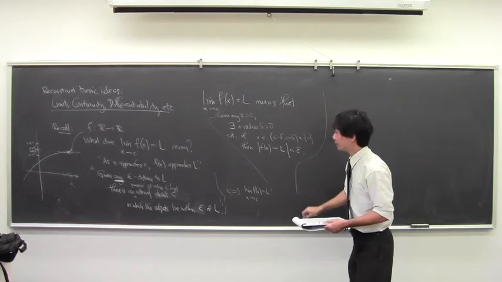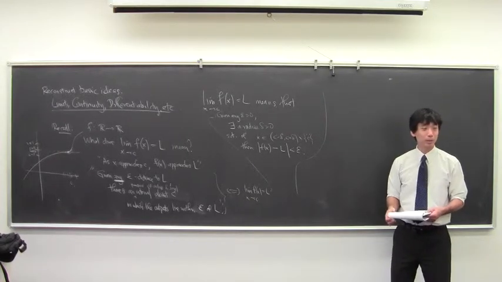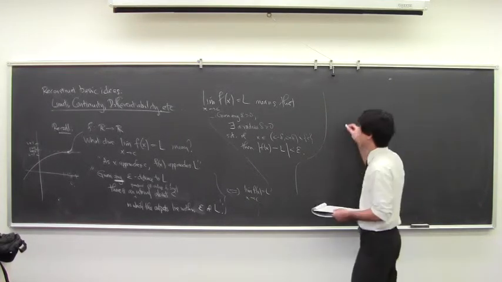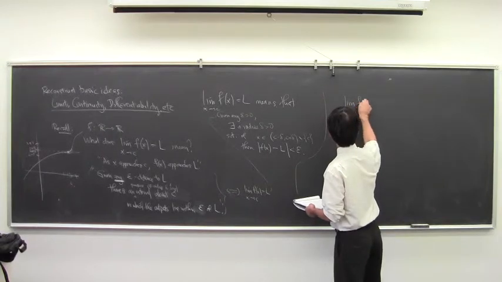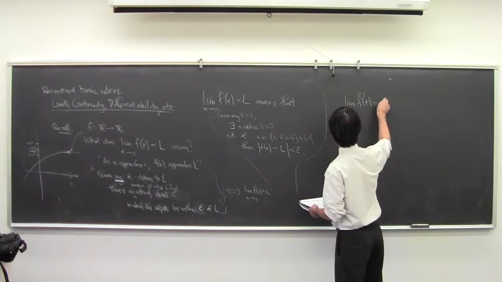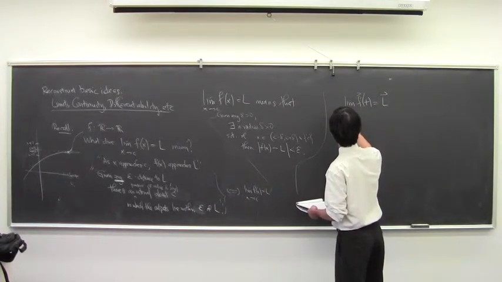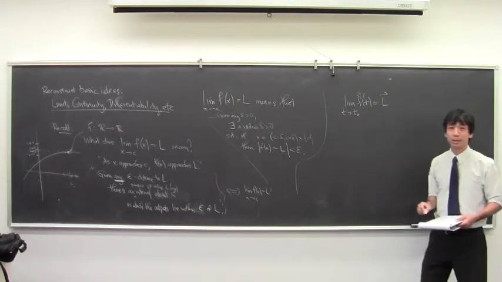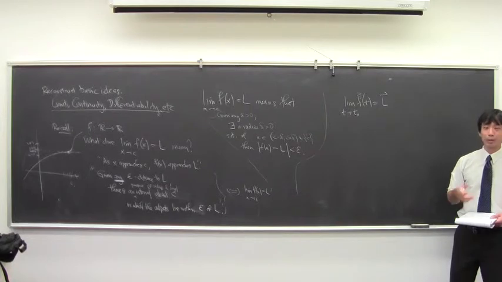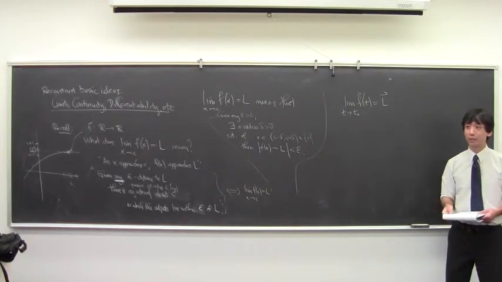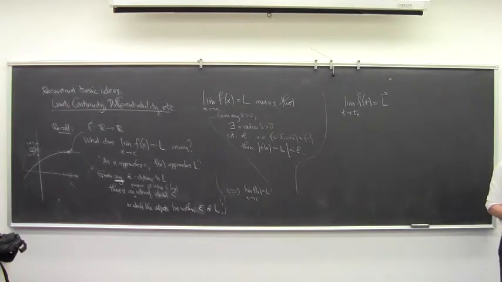So just out of curiosity, what do you think the limit should mean? What should this mean: the limit of f of t is L as t approaches t naught? If we're trying to switch everything over to the vector valued world, what should the new definition be?